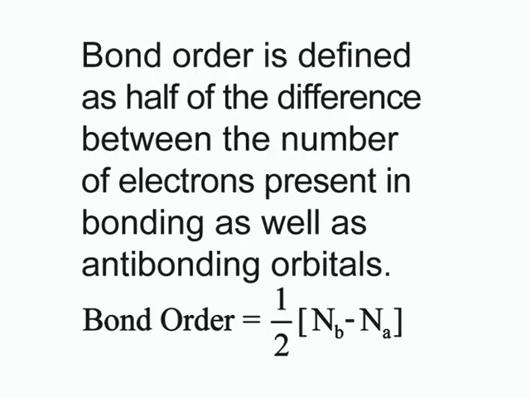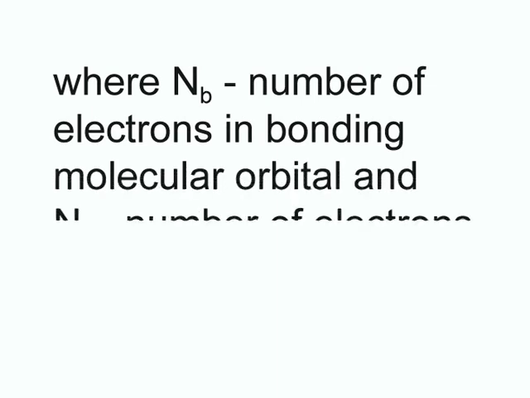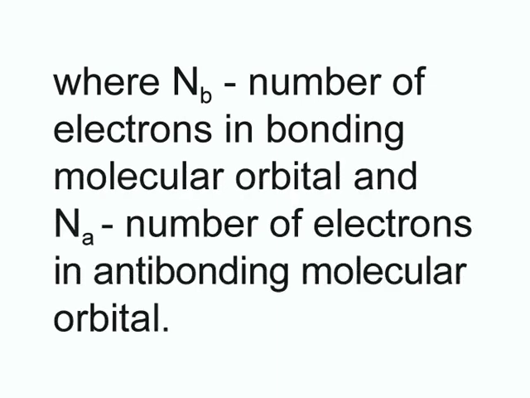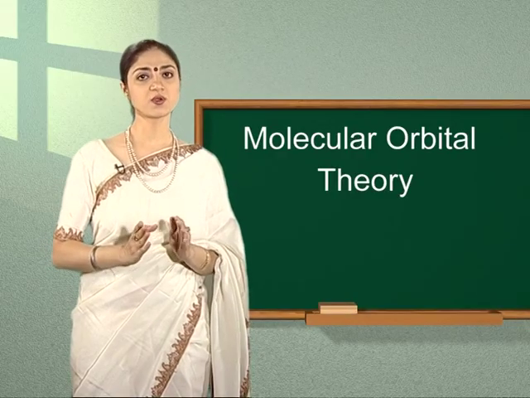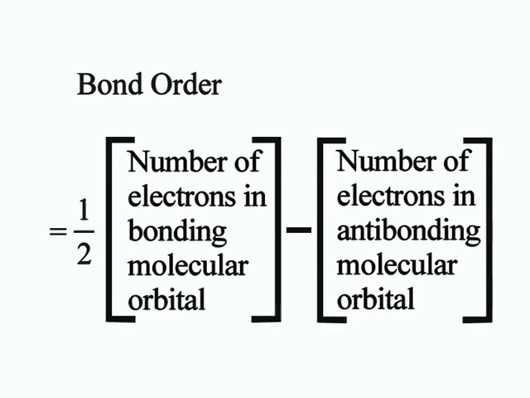as half of the difference between the number of electrons present in bonding as well as antibonding orbitals, where Nb represents the number of electrons in bonding molecular orbital and Na represents the number of electrons in antibonding molecular orbitals. So, bond order can also be written as bond order is equal to 1 upon 2 into number of electrons in bonding molecular orbital minus number of electrons in antibonding molecular orbital.